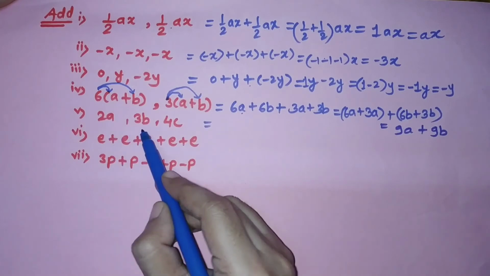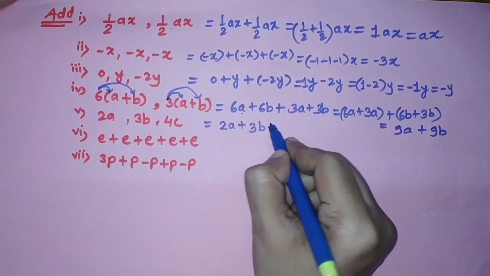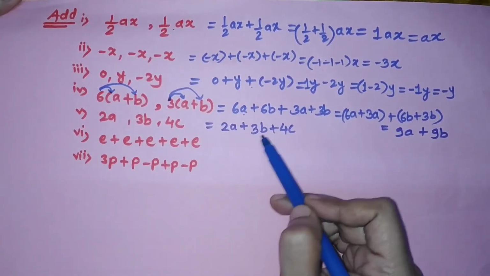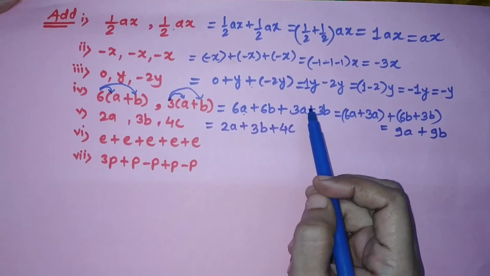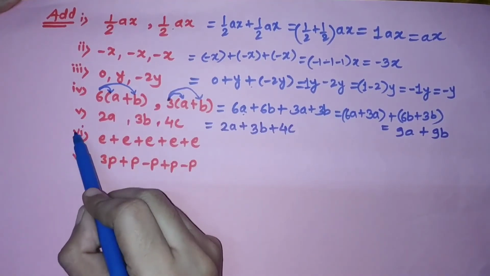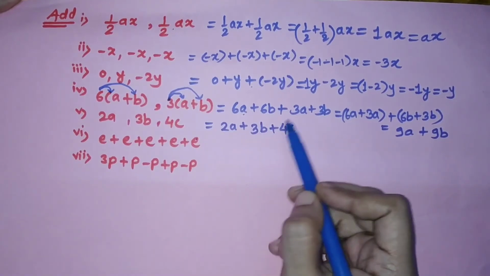Next friend, 2a plus 3b plus 4c. I cannot add them. 2 plus 3 is 5, 5 plus 4 is 9. No, I cannot do it because these all are unlike terms. These are unlike terms, 2a, 3b, 4c. You cannot add the integers like 2 plus 3 is 5. No, you cannot do it.